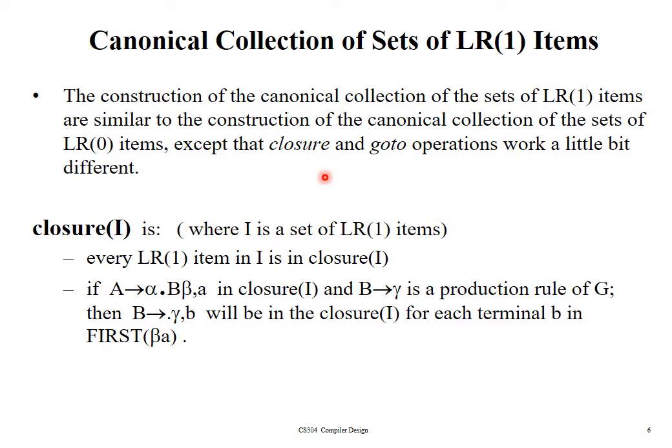Also, if there is an item, it will surely have a look ahead symbol, that is represented as A gives alpha dot B beta comma a.